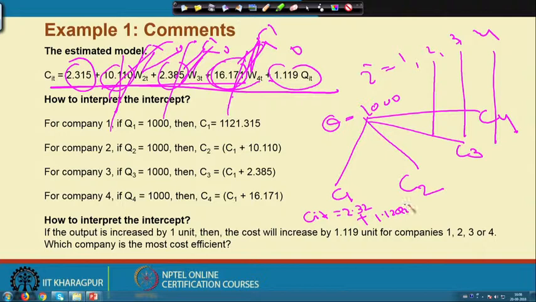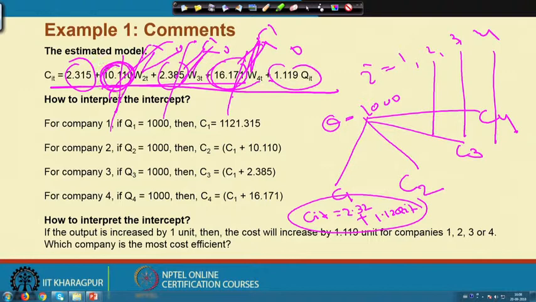Okay. So, now for company 2, there will be a net addition of 10.11. So, technically it will be C_it equal to C1 plus 10.11. Similarly, in the case of company 3, it will be C1 plus 2.39, and for company 4 it will be C1 plus 16.17. So, that is what the difference is.